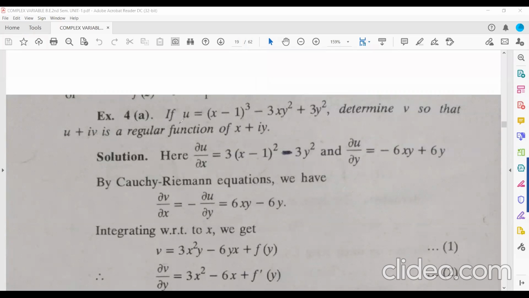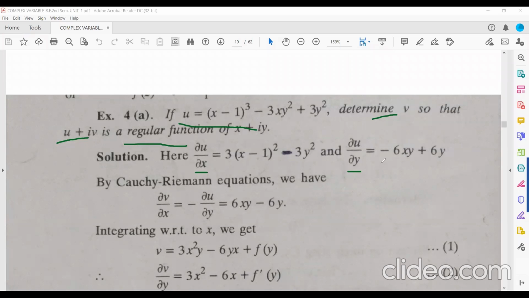So here u is given, determine v so that u plus iv is a regular function. That means an analytic function. So u is given. What am I going to do? I am going to find del u by del x and del u by del y. Del u by del x you can easily find by differentiating with respect to x, keeping y as constant, and then differentiate with respect to y, keeping x as constant. So you got del u by del x and del u by del y.